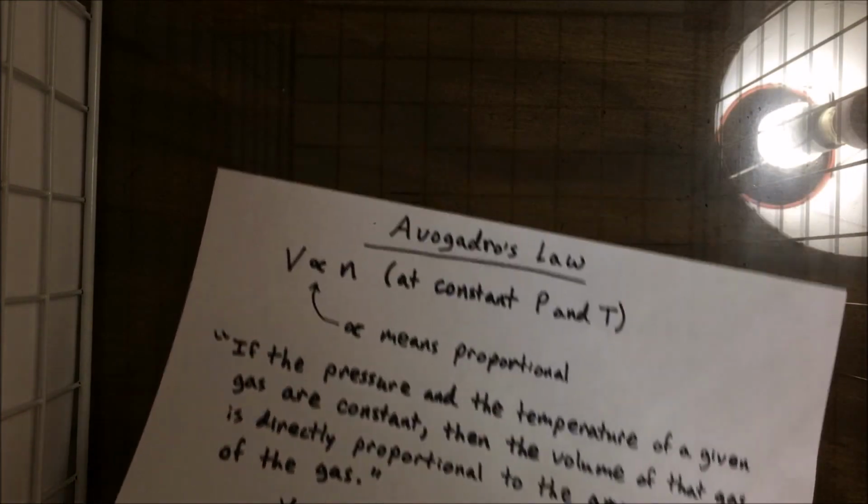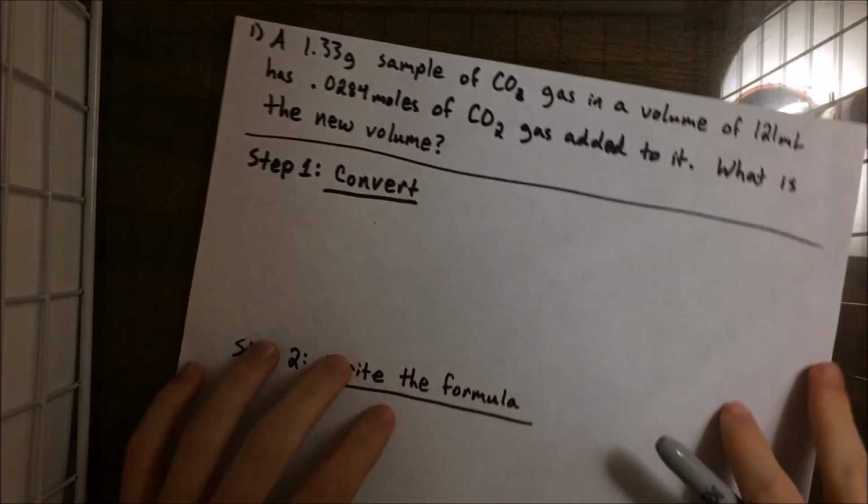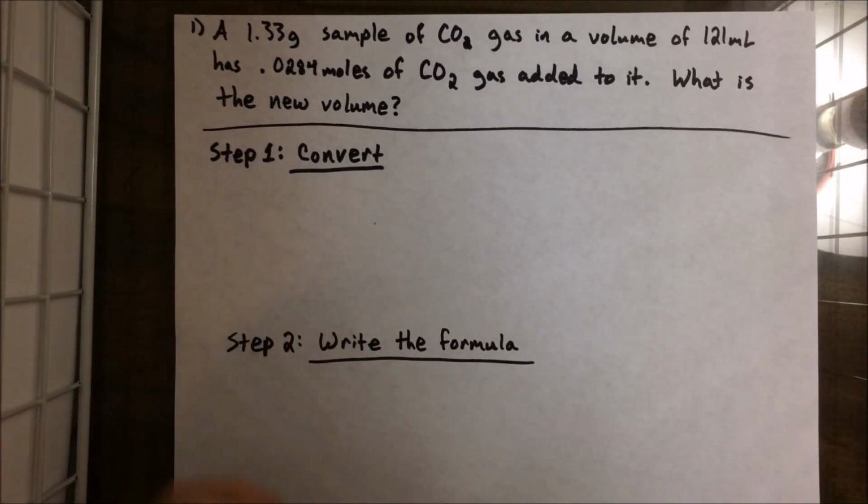Okay, so now let's look at an example. In this example, we have a 1.33 gram sample of CO2 gas in a volume of 121 milliliters. It has 0.0284 moles of CO2 gas added to it. So we're asked, what is the new volume?